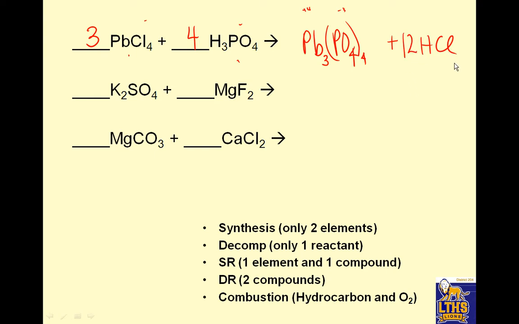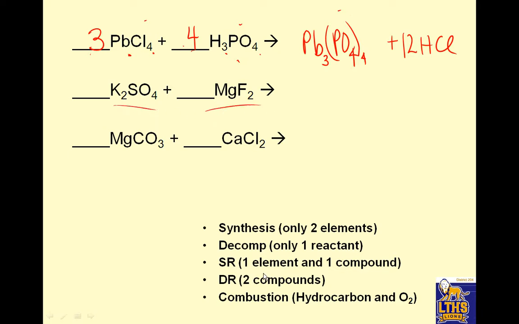And so I have 12 H's, 12 Cl's. Okay. But wait, I need to change this to make it 12. So I'm going to put a 3. 3 times 4 is 12. Okay. 3 leads, 12 hydrogens, 4 phosphates. That was already a 3. And now it's balanced.